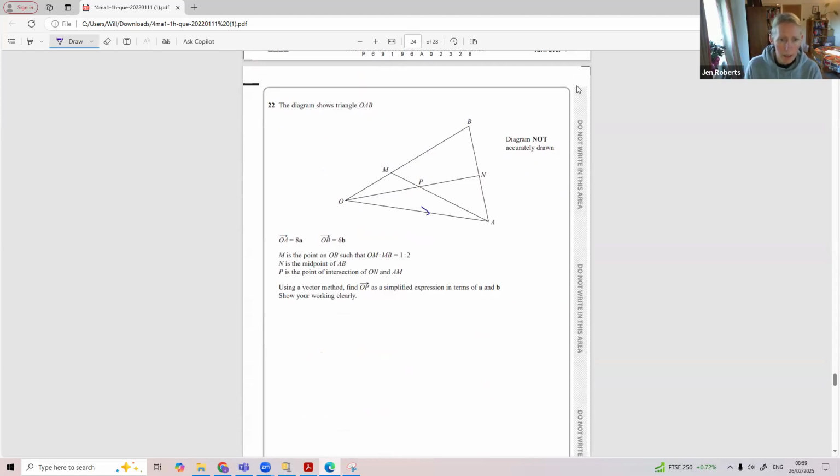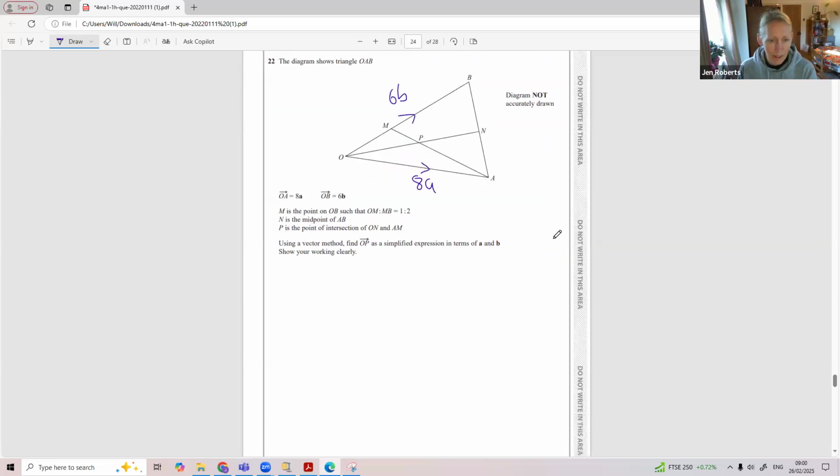OA is 8A. OB is 6B. M is the point on OB such that OM to MB is 1 to 2. N is the midpoint of AB. P is the point of intersection of ON and AM. Use a vector method to find OP. Again, this is quite a nasty question too.